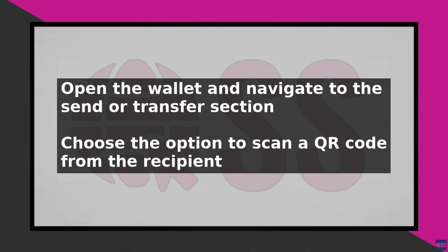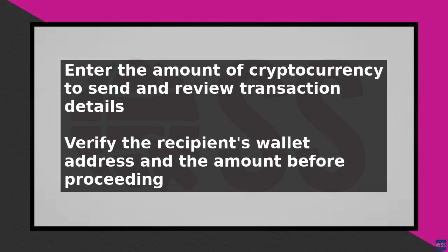Once the wallet address is populated, you will need to enter the amount of cryptocurrency you want to send. Make sure to double-check the wallet address and the amount before proceeding, as cryptocurrency transactions are irreversible. After entering the amount, review the transaction details, including the recipient's wallet address, the amount, and any transaction fees. If everything is correct, confirm the transaction.